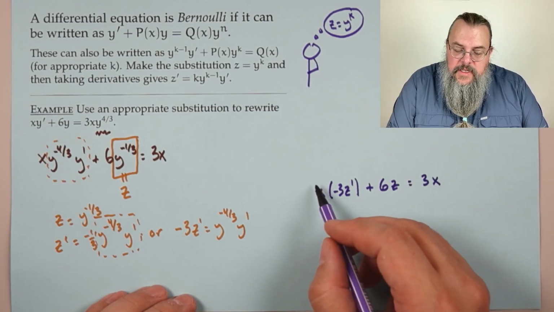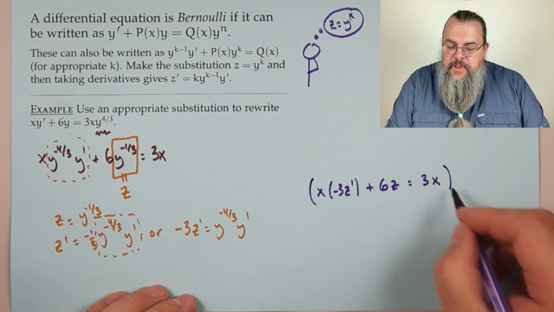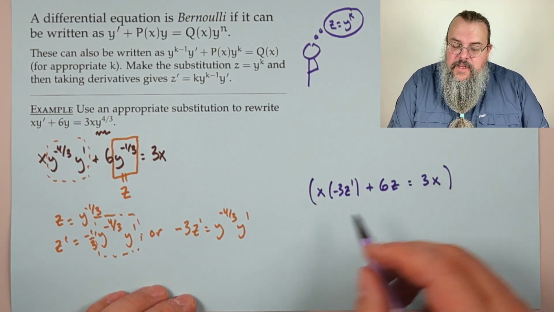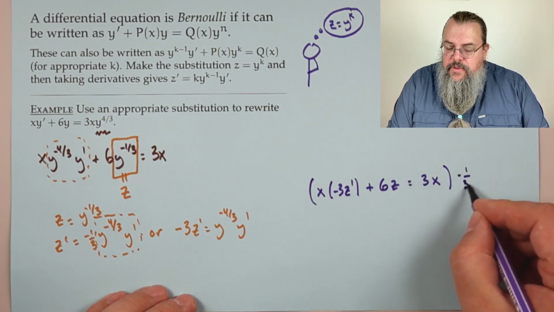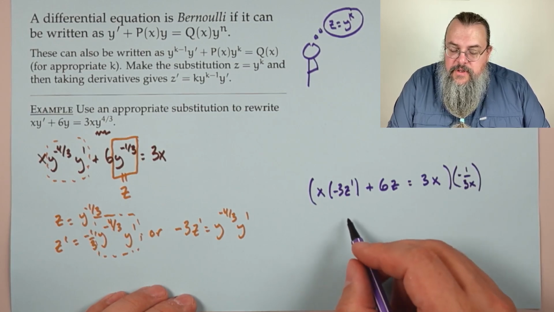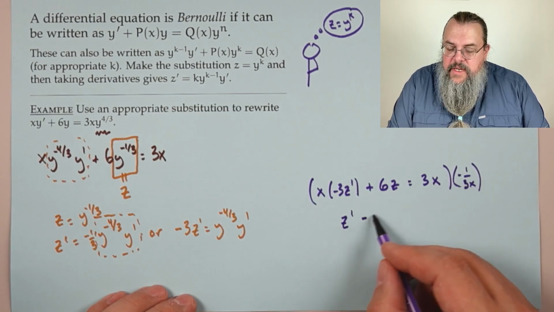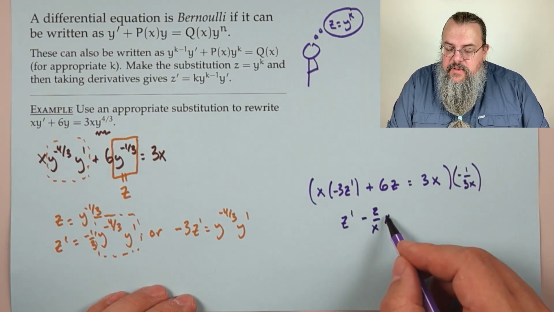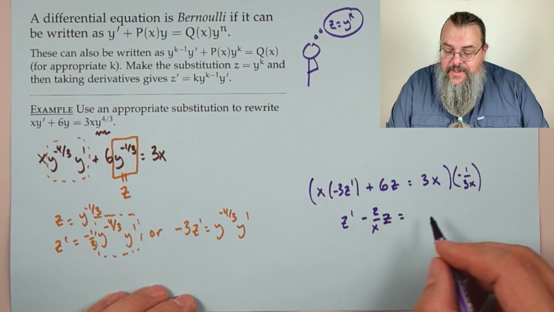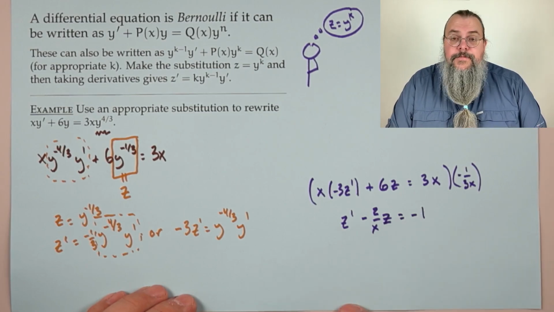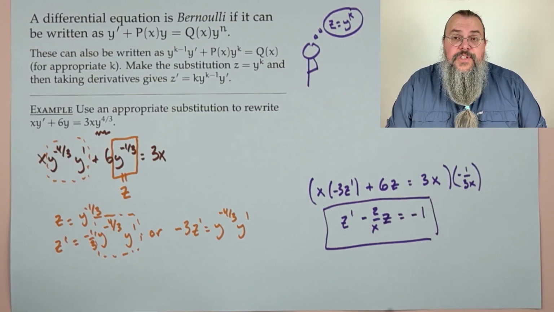And, well, let's clean this up just slightly. Everything has a factor of 3, so it makes sense to divide. We'll also divide by minus, and then we'll divide by an x, so multiply through by -1/(3x). If we do that, we end up with z', and of course, 6 times -1/3 is -2/x times z, equals, on the right-hand side, -1. And there we go. We've rewritten it, and we're ready to proceed.